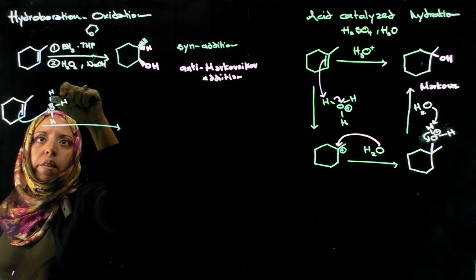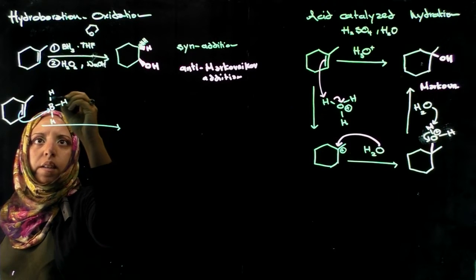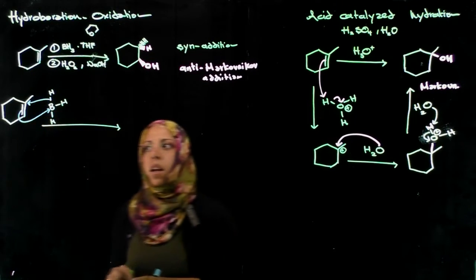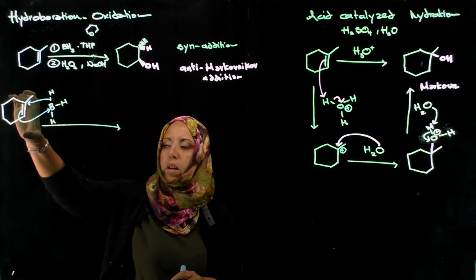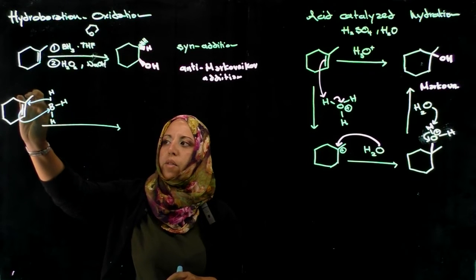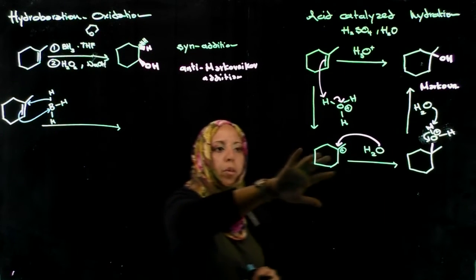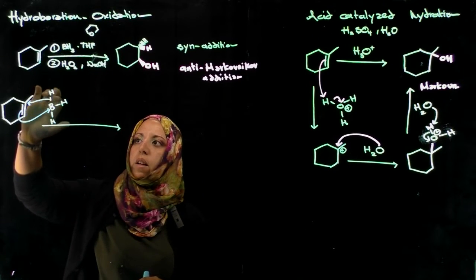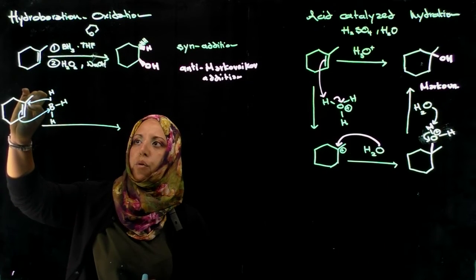And then that boron-hydrogen bond, its electrons are going to go in to form a bond to the more substituted carbon. So think about it, if this was to be a carbocation, then the more stable carbocation is favored. So when the pi bond attacks boron, the hydride, so it's a hydrogen and 2 electrons, are going to form a bond.